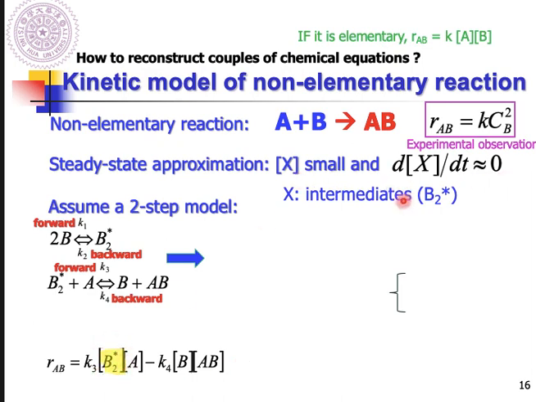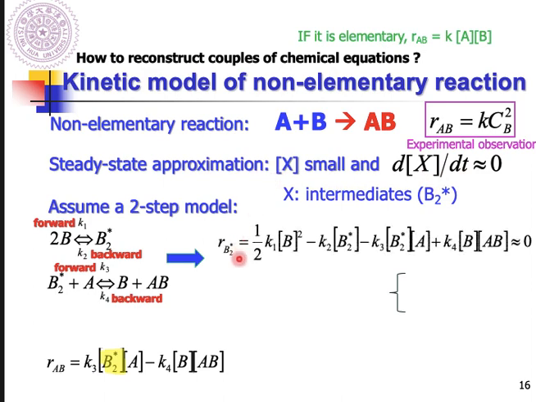Actually, you have the information, you have a very important assumption here, right? We assume B2 star is quite small. So let's start from here. The generation rate of B2 star is RB2 star, right? This equals 0. So we try to use this relationship to get the concentration of B2 star. So let's take a look. RB2 star is here.